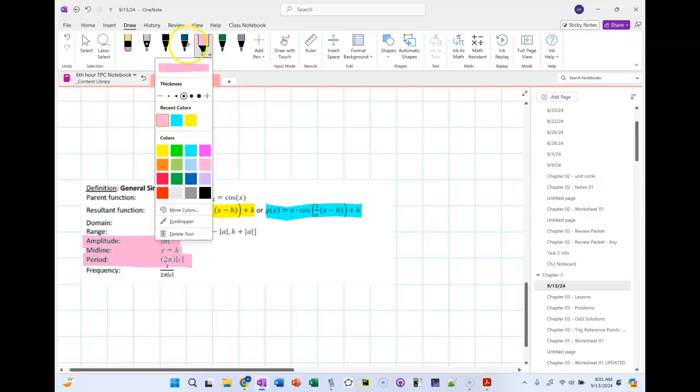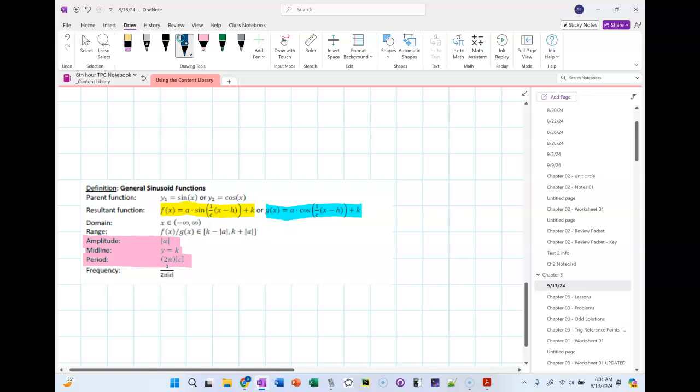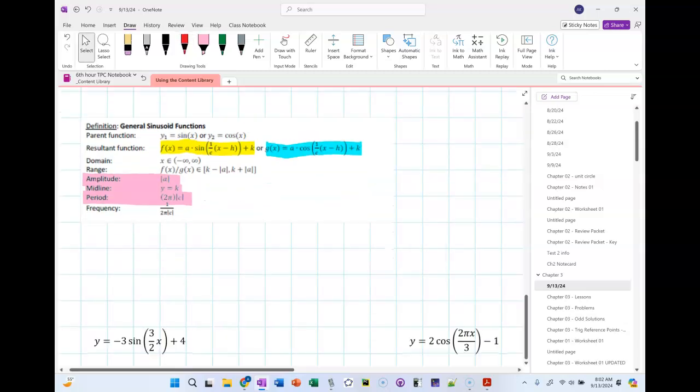So we just have like 3 formulas there. The amplitude is the absolute value of a, so that's the coefficient in front. The midline is the equation y equals k, where k is the number added to the end. And the period is going to be 2 pi times the absolute value of c, where c is the denominator up front.